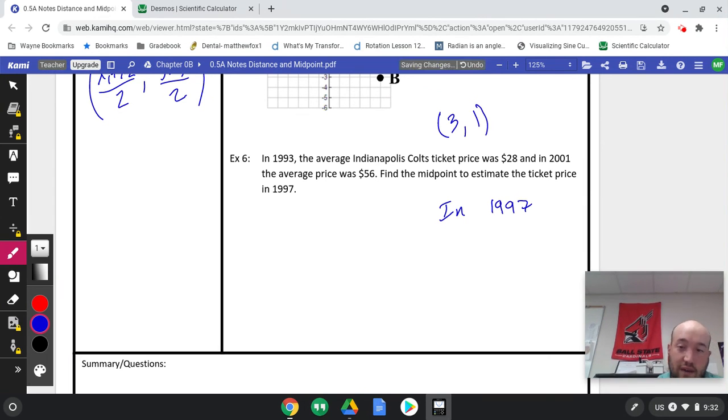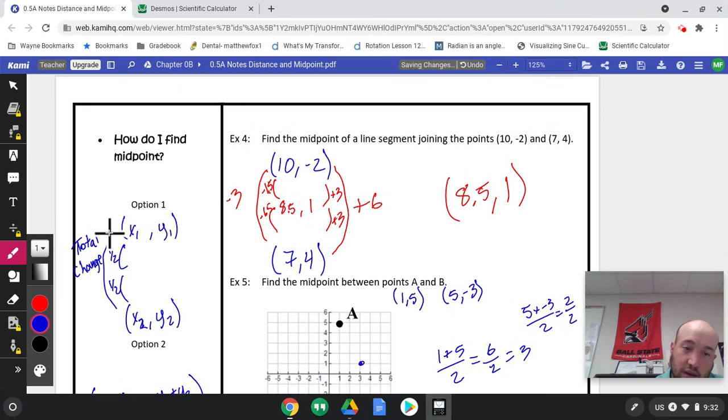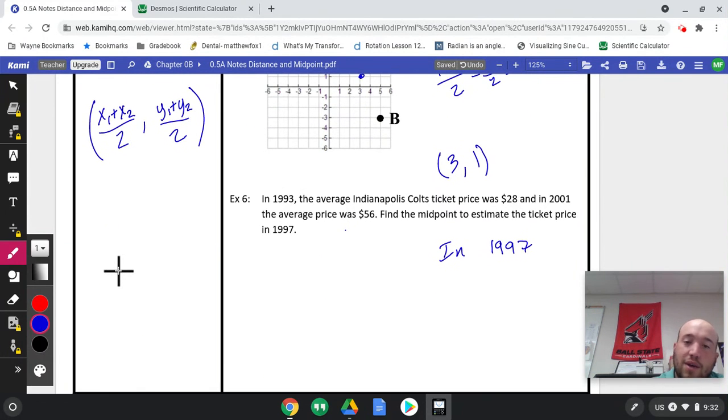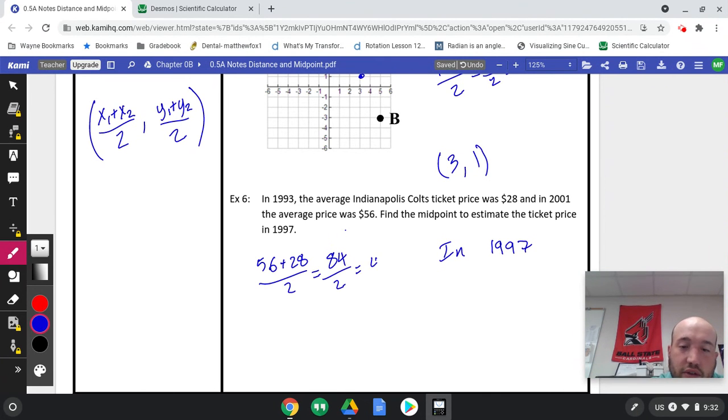Okay. Now, to find that midpoint for the ticket price, we have one other point. So 28 and 56, it's up to you how you think about it. Find the total change, divide by 2, or just add them together, divide by 2. It's going to give you the same idea. 56 plus 28 divided by 2. So if we add that up, 56 and 28, we're going to get 84. Divided by 2 gives us 42 in our context, dollars. So in 1997, the average price was $42.